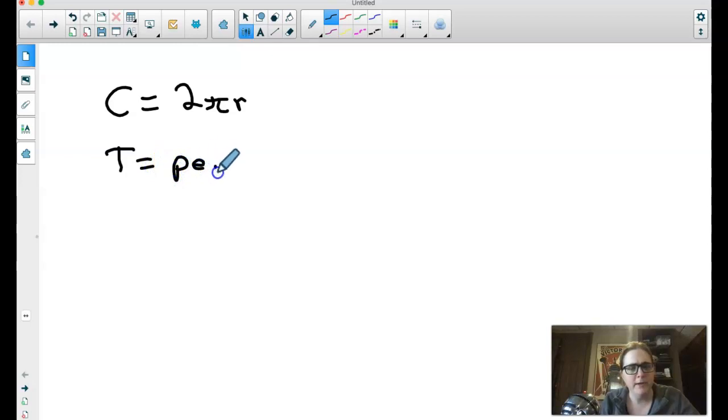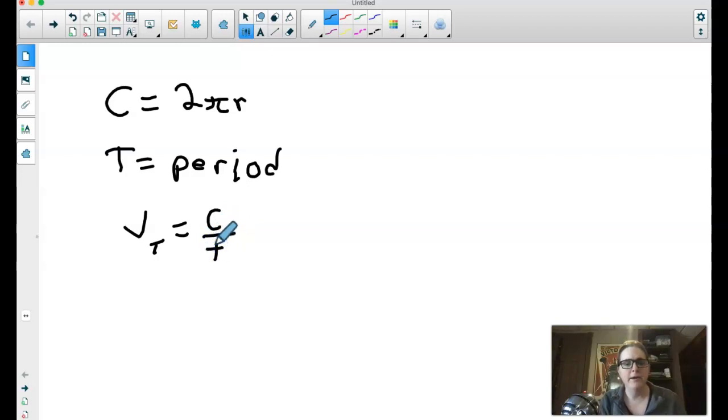And we're using period, in fact, in a very similar way to how we did earlier this year with springs and pendulums. It's the time to complete one cycle. So the time for the dot to go all the way around that disk once. And then once you've calculated your circumference and you've measured your period, that tangential velocity is going to be circumference divided by period. And that will get you your tangential velocity.